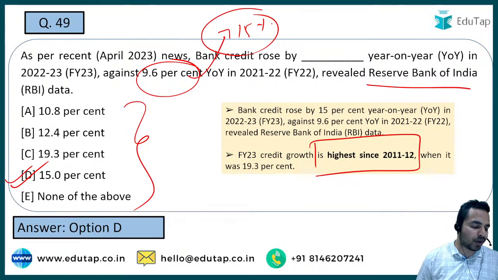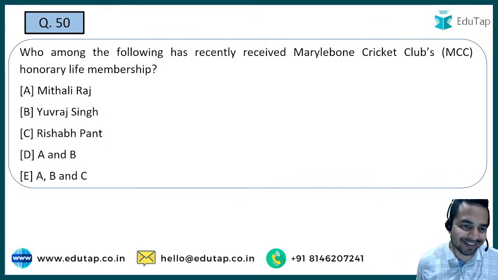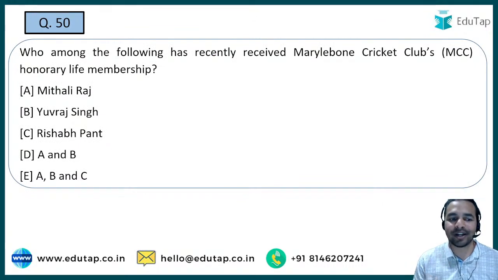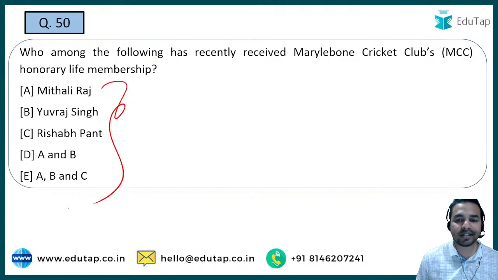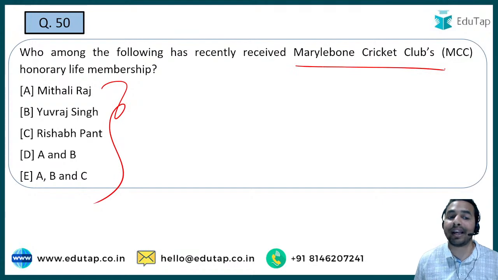And now guys, we are moving towards the last question of our today's session, that is here on the screen, and this is for all the cricket lovers who are watching this session. And the question is, you are required to identify the name of the Indian players who have recently received the Marylebone Cricket Club's honorary life membership. Is it Mithali Raj, Yuvraj Singh, Rishabh Pant, both A and B, or all A, B and C? So guys, please tell me what is the right answer to this question.